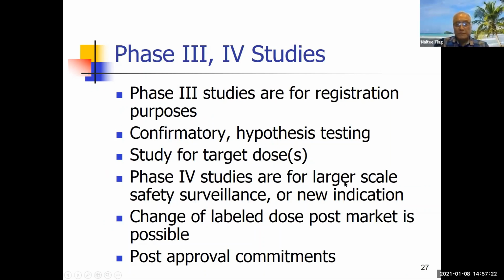If the drug is approved, you get into phase 4. Phase 4 study is for large-scale safety surveillance or new indication. And sometimes after the drug is approved, you may have to change the label dose post-marketing. And of course, many times there are post-approval commitments. So FDA will say, well, we approve the drug, but after it is on the market, you'll have to do more safety studies, and we want to see more data.